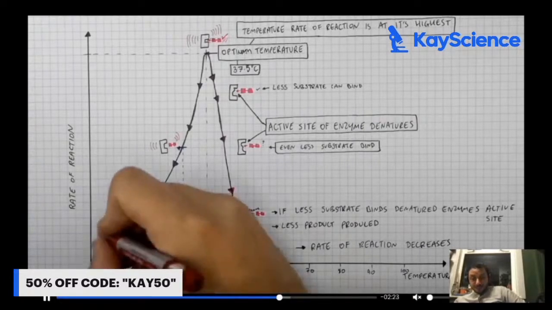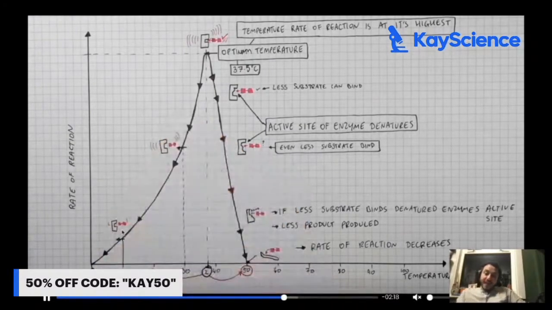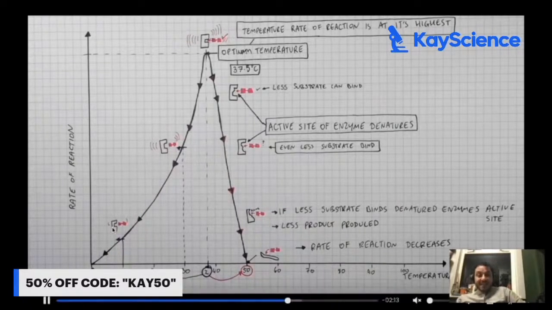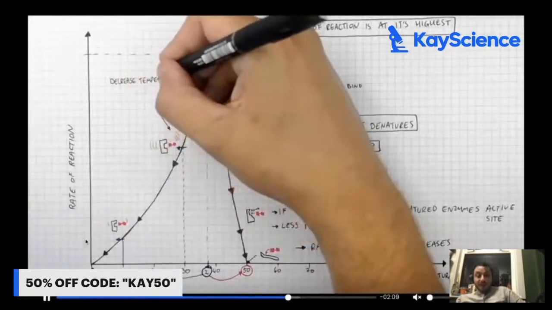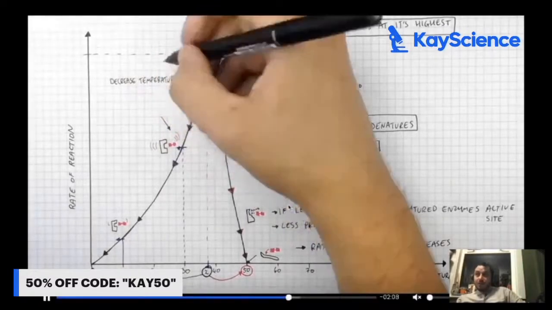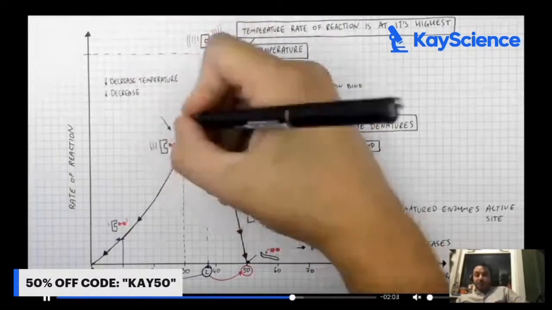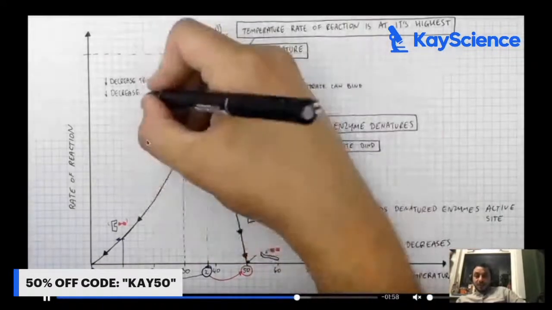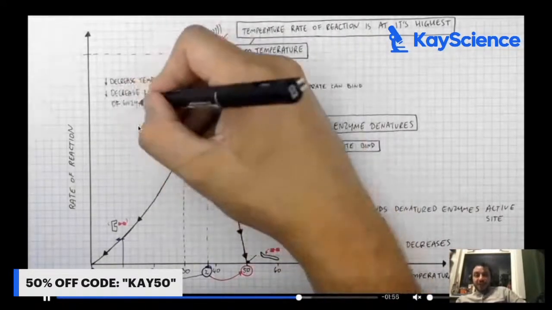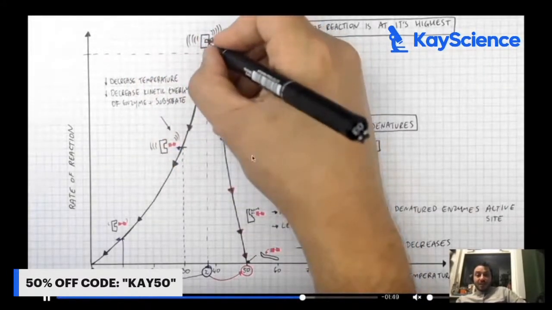So at this point here, 10 degrees, you're going to have even less energy stored in the kinetic energy store of the enzyme, which means that they're not moving as quickly, which means that there's less collisions between the substrate and the enzyme, which means that there is less product being formed, indicated by a lower rate of reaction. So if you decrease the temperature, you decrease the kinetic energy stored in the enzyme and the substrate, and you've therefore got fewer collisions between the enzyme's active site and the substrate.